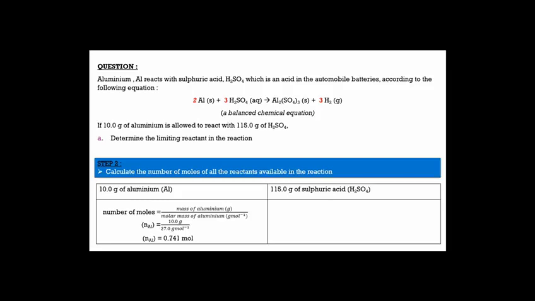For sulfuric acid, the number of moles of sulfuric acid is obtained by dividing 115 grams of sulfuric acid by its molecular mass. What is molecular mass? Molecular mass is the sum of the molar mass of the elements that are present in the molecule. So as a result, the number of moles of sulfuric acid is equivalent to 1.172 mole. Right, now we can move to the next step.